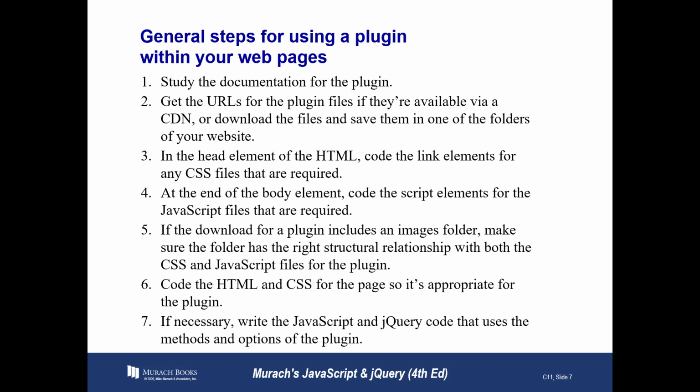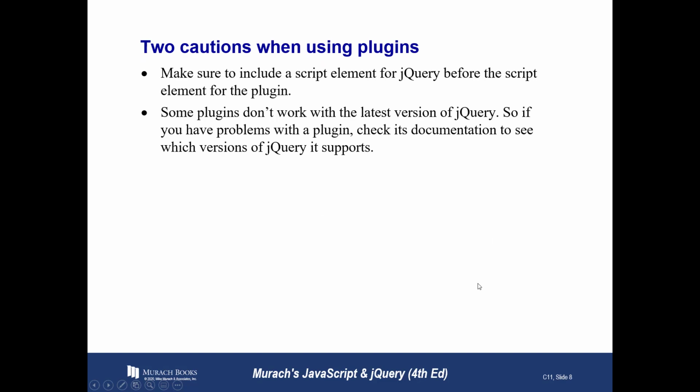All right, next, in the head element, code the links to any CSS files. They're almost always going to have some external CSS you're going to have to bring in. At the end of the body element, code the code snippets for the required JavaScript files. If the download for a plugin includes an images folder, make sure it's set up correctly. Code the HTML and CSS for the page, and if necessary, write JavaScript and jQuery code that uses it.